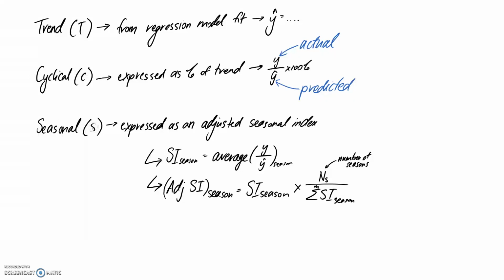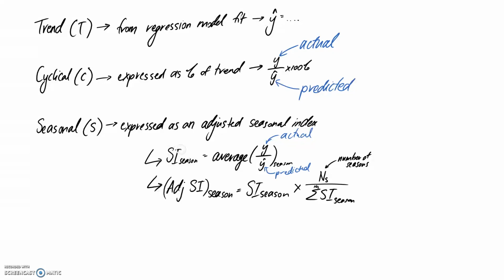For seasonal, it's going to be expressed as an adjusted seasonal index. It's two steps to work this one out. The first step is to get the seasonal index for a specific season. So if you're looking at it in quarters, maybe for the first quarter you get the seasonal index. How you get that is you take the average of y over y hat for that specific season that you're interested in, say quarter 1. Again, y here is the actual value that you have recorded in your data, and y hat is the predicted, which comes from doing that trend part first.